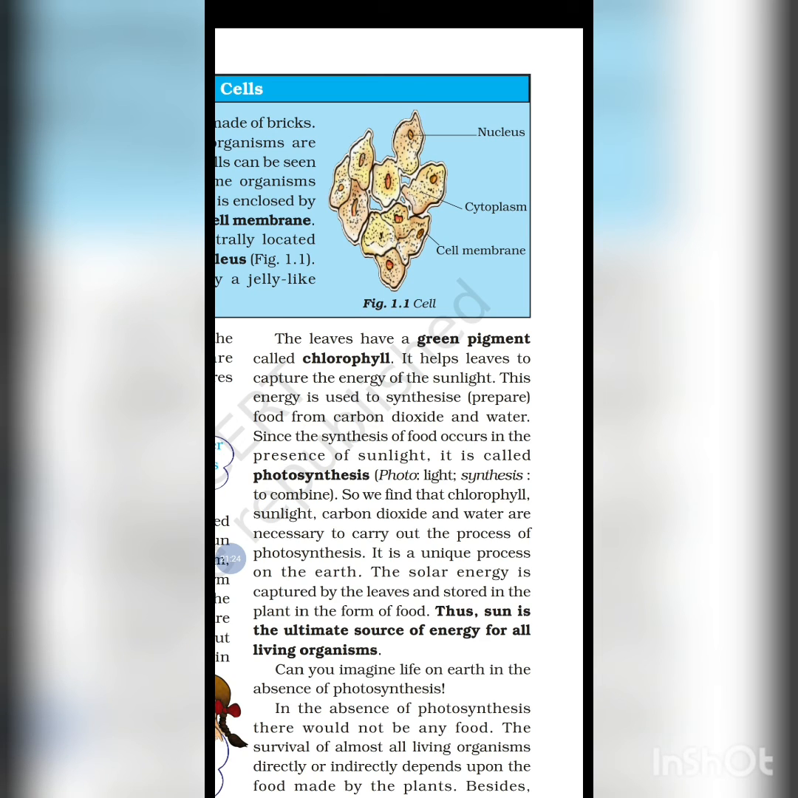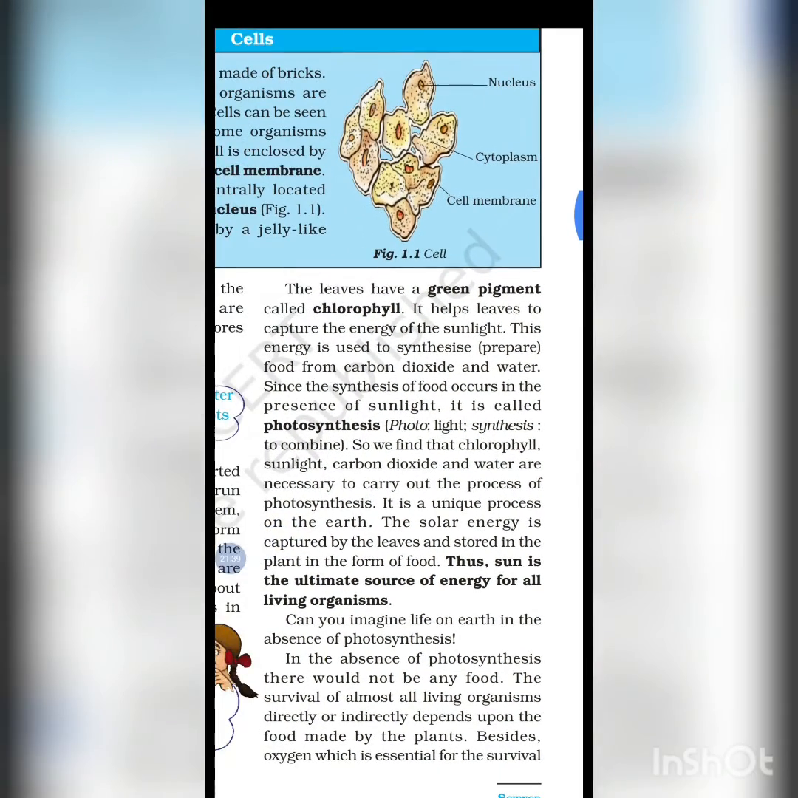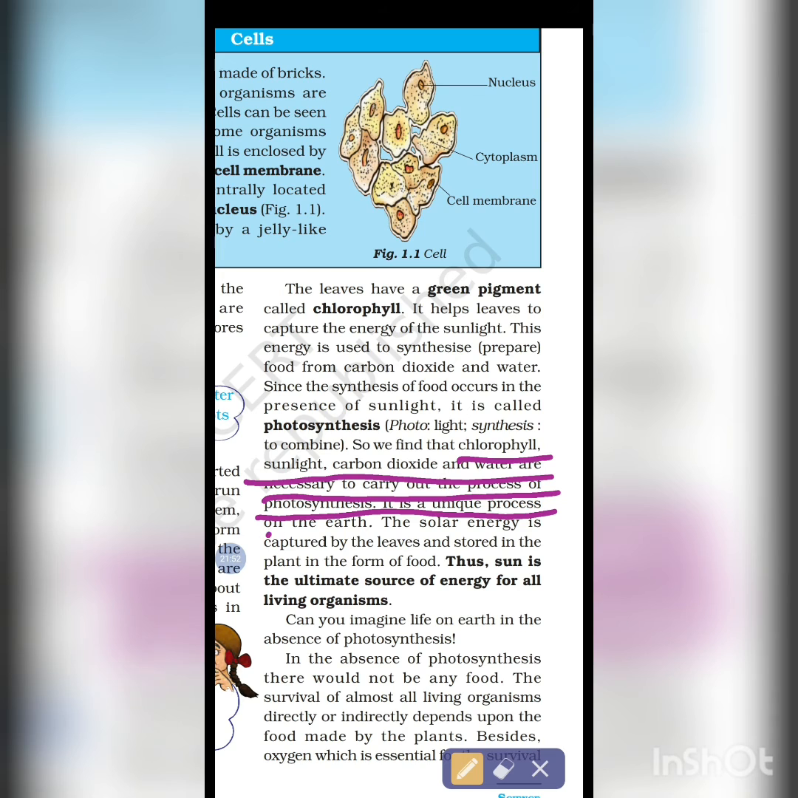It is a unique process on the earth. The solar energy is captured by the leaves and stored in the plant in the form of food. Now I have told you the definition of photosynthesis for 1 mark and 5 marks, and for 3 marks you have to write this only: chlorophyll, sunlight, carbon dioxide and water are necessary to carry out the process of photosynthesis. It is a unique process on the earth. The solar energy is captured by the leaves and stored in the plant in the form of food.